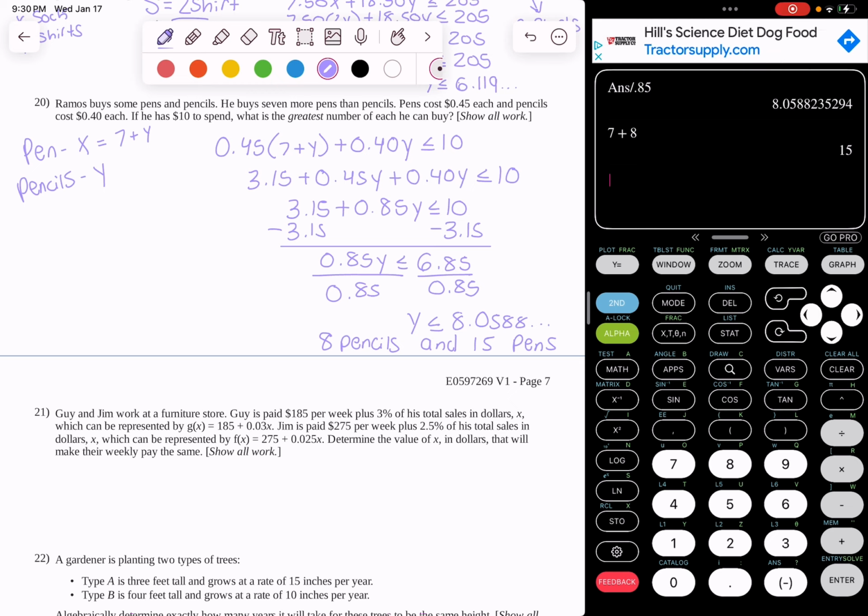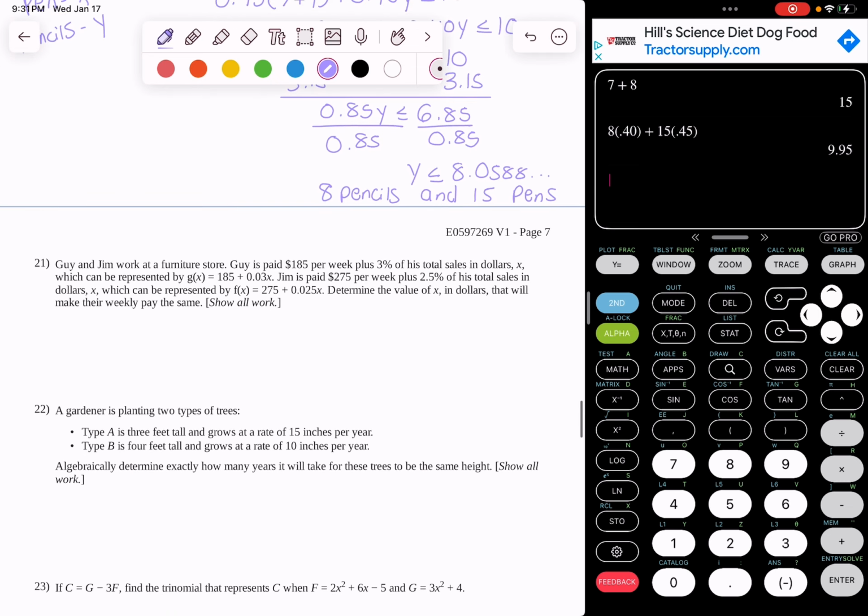And let's just make sure this makes sense. 8 pencils. Pencils cost 40 cents, plus 15 pens. And pens cost 45 cents. And is that less than 10? It is less than 10. Good. All right, number 21.